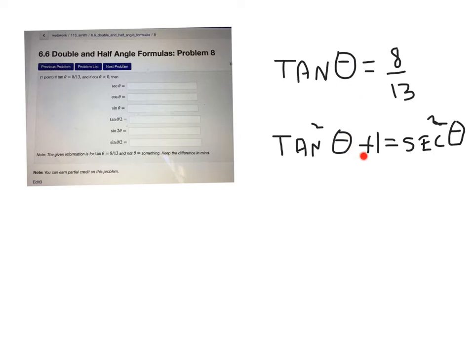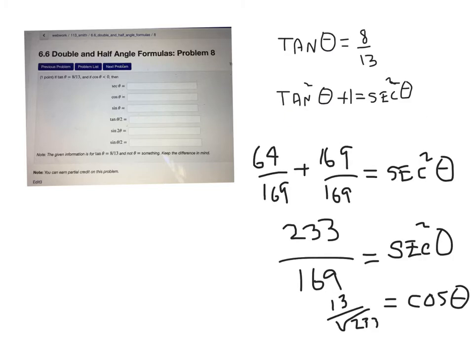We're going to use one of the Pythagorean identities again. Tan squared plus 1 equals secant squared. So tan squared theta plus 1 equals secant squared theta. Tangent of theta is 8/13, and 13 squared is 169, 8 squared is 64. So tan squared plus 1, so 1 in this form, so we can have a common denominator of 169, equals secant squared. 169 plus 64 is 233, so that's secant squared theta.